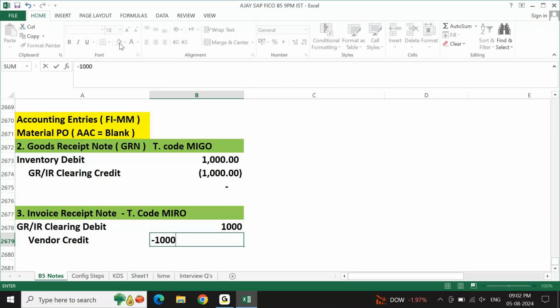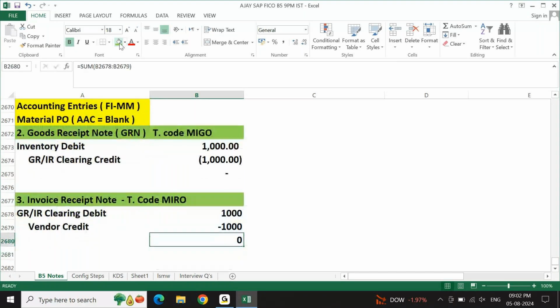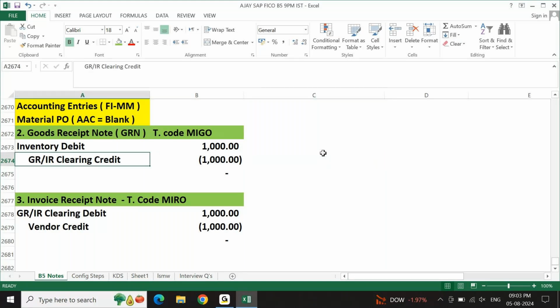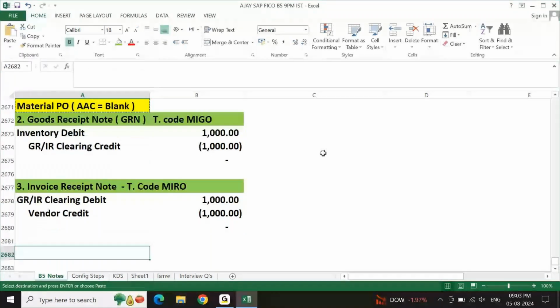As we know, whenever you put the amount, always make sure you put it in the accounting format so that it is very easy for you to understand. These are the accounting entries that are recorded in case of a material purchase order wherein account assignment category is blank. These are the two accounting entries. Similarly, I copy paste the same thing.